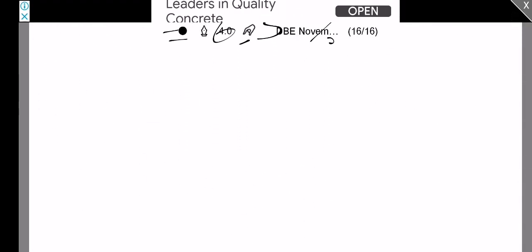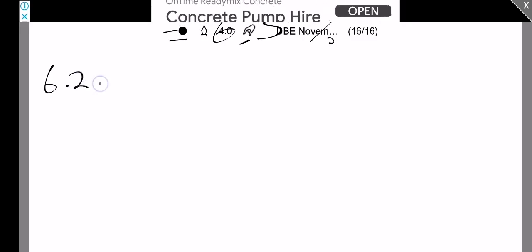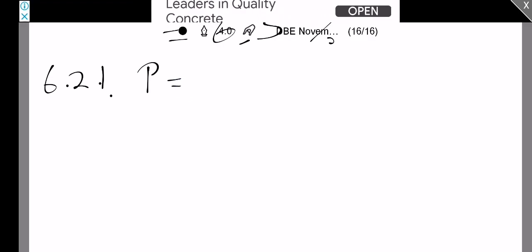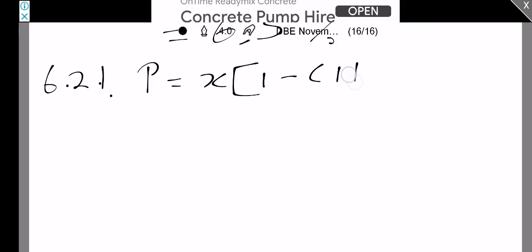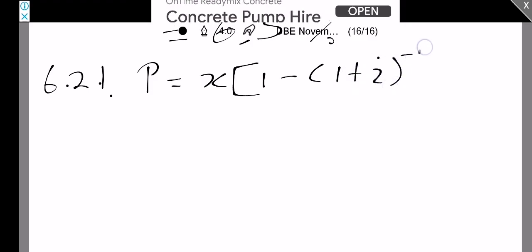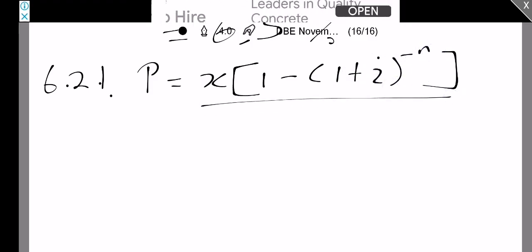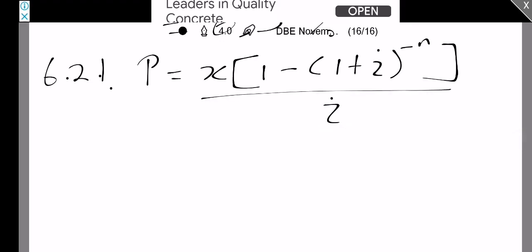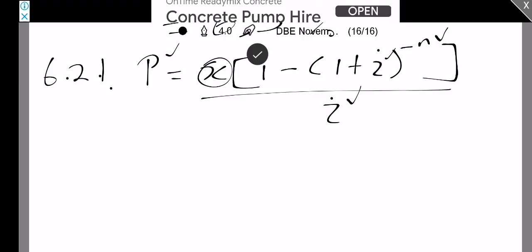Okay, this is 6.2.1. Like I said, it's present value annuities. That is your equation: 1 minus (1 plus i) to the negative n, all over i. Now we have the loan, which is the present value annuity. We have i, the interest rate, we have n, we don't have x. We've got to calculate the monthly installment.